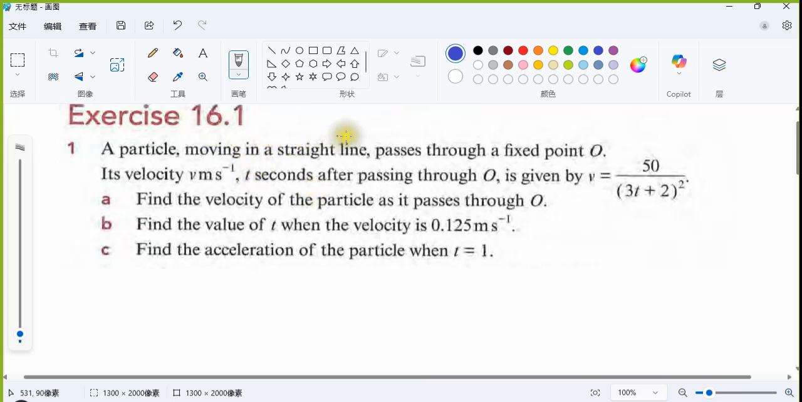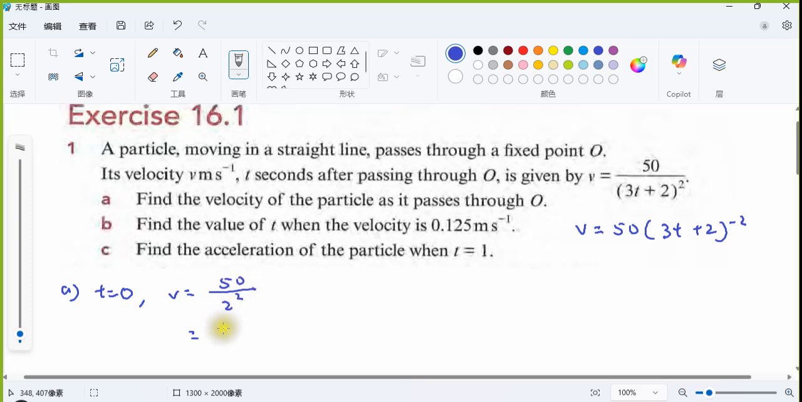A particle moving in a straight line passes through a fixed point O. Its velocity v, t seconds after passing through O, is given by v equal to 50 over (3t plus 2) squared. So we can rewrite v as 50 times (3t plus 2) to the power negative 2. Find the velocity of the particle as it passes through O. When t equal to 0, it passes through O. Then v will be 50 over 2 squared.